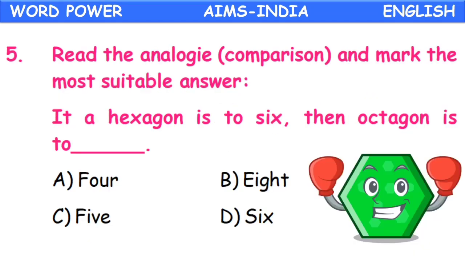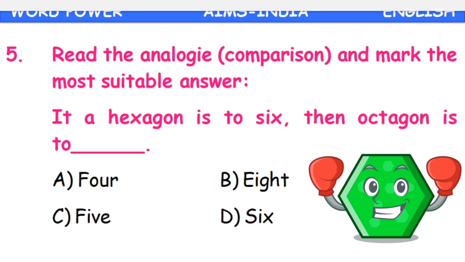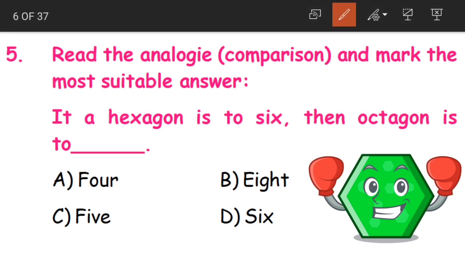Now, fifth one, read the analogy, that is the comparison, and mark the most suitable answer. You have to read the analogy, that is how it is compared, and then tick the correct answer. Clear, children? Now, if a hexagon is to 6, this is if, children, if a hexagon is to 6, then octagon is to dash.